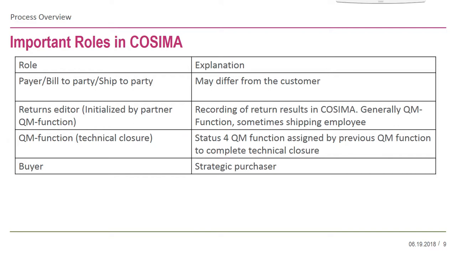There's the QM function that completes the technical closure. Again, this will generally be the QM function that has been previously assigned based on the material in the complaint. However, if it's more appropriate, the previous QM function can assign a new one to complete the technical conclusion. There's the buyer, which is the strategic purchaser, and this is when goods are bought into Rahal, that it's the member of the purchasing department who had purchased the goods from the supplier.